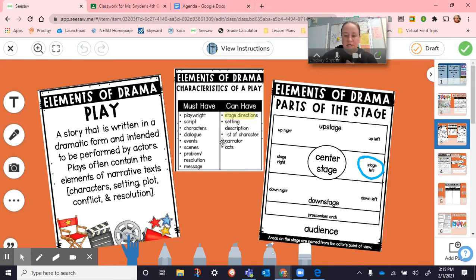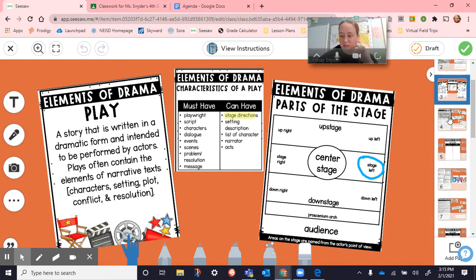All right, then we talked about one thing: a lot of these have the same kind of things within them. So like when we read fiction, we had characters, we had dialogue, the message, the problem, the solution. A lot of these things are very similar. One thing though that sets dramas apart from a fiction story or nonfiction is the scenes and the stage directions. When you see those stage directions on there, you're like, okay, I know I'm reading a drama.